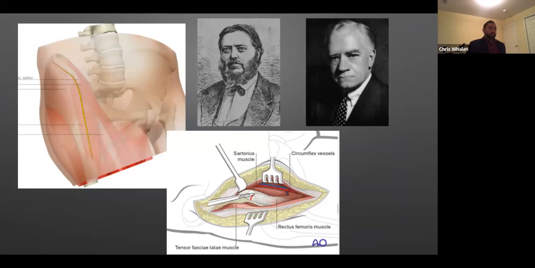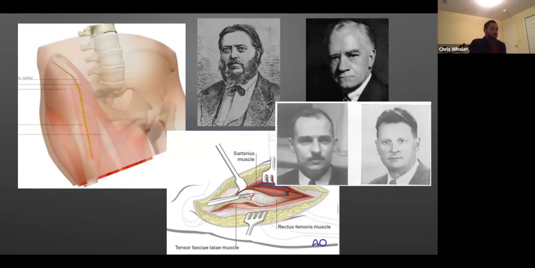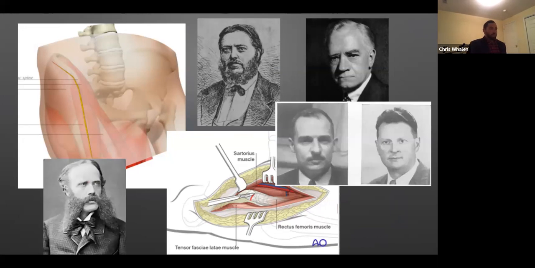This is Hueter up here, Smith-Petersen right here. The Judet brothers in France were using this a lot. And then, not really relevant to this talk, but he has such an awesome beard. This was Volkmann, another orthopedic great.